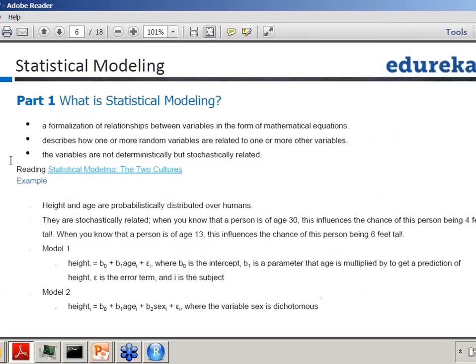What is statistical modeling? Statistical modeling is a formalization of relations. Actually, it is about finding out, extracting relations between variables in the data. And what is meant by a variable? For example, a variable is anything like an attribute. Let's say you have a person. His attributes are like weight, height, etc. So these become the variables.